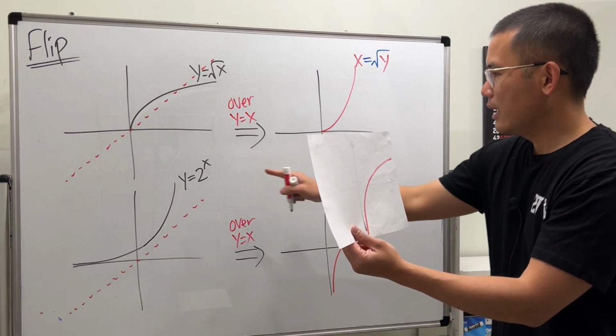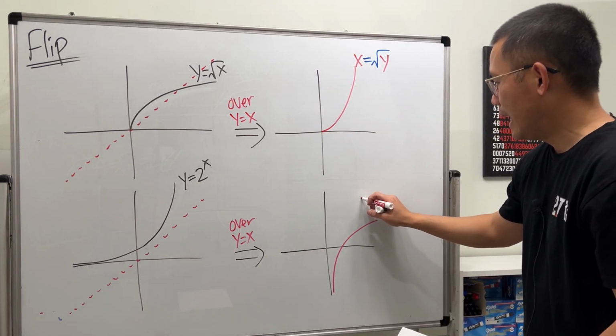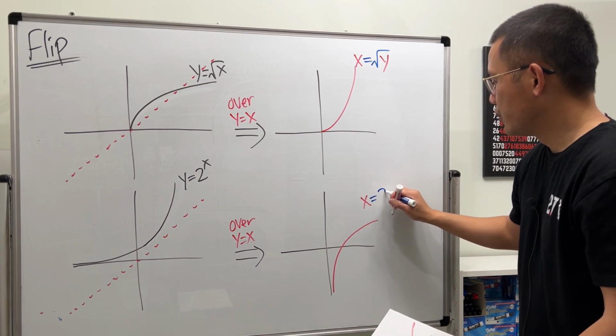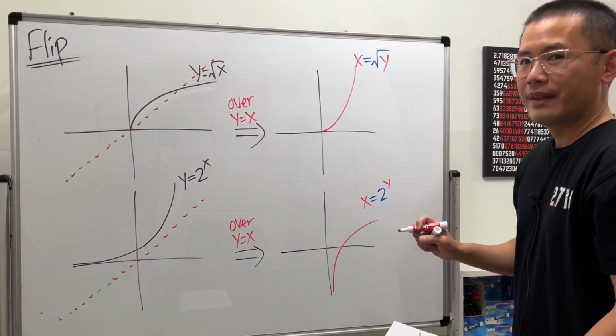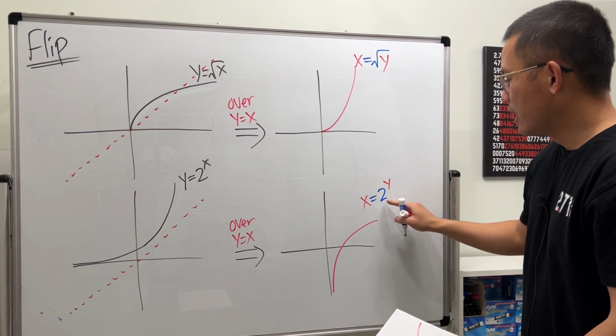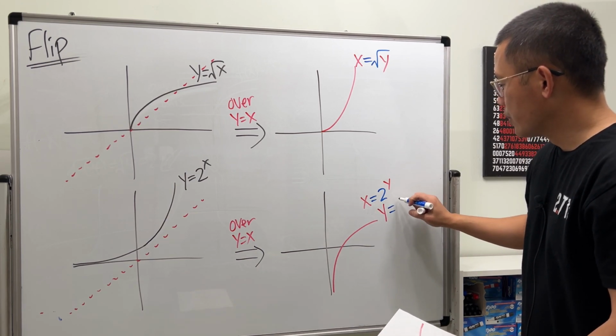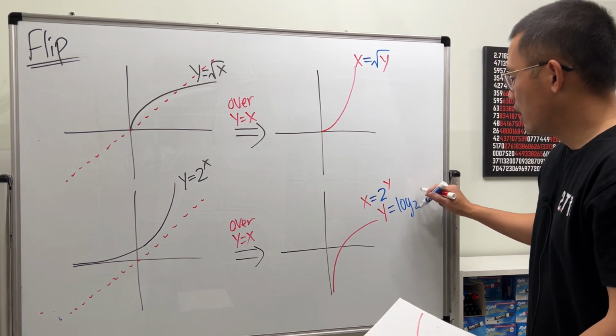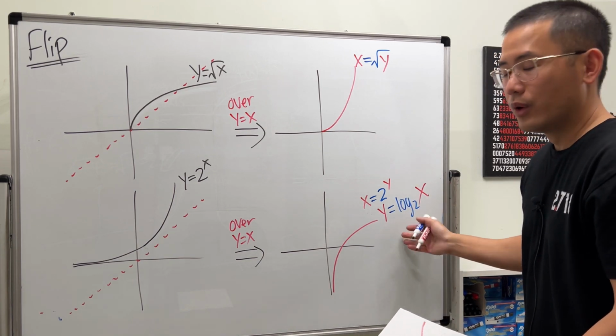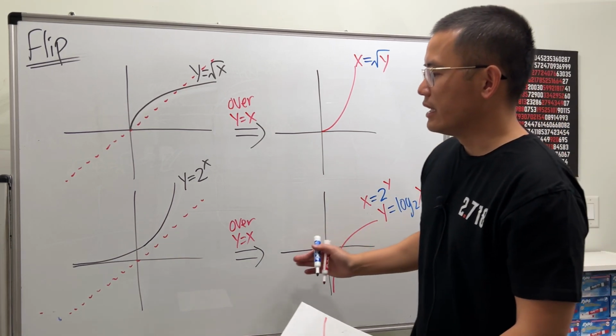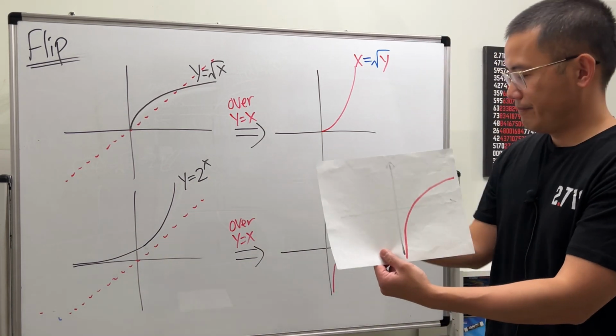And this right here, x and y got switched. I will have x equals 2 to the y. And in fact, for this one right here, I can take the log on both sides. y is equal to log base 2 of x. And this is how we have the log function as an inverse of the exponential. Just like that.